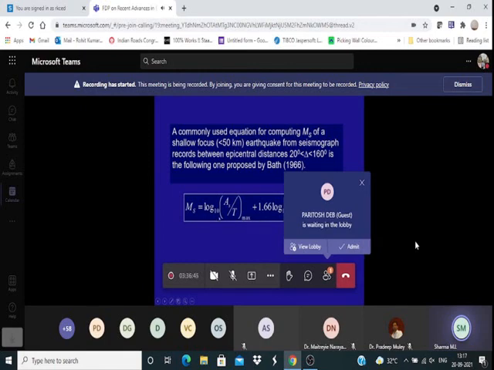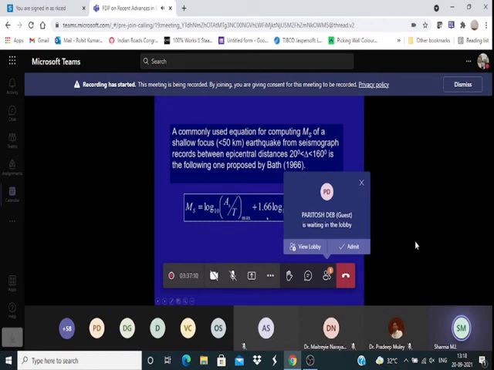Log of 10 AS by T, where AS is the maximum amplitude in millimeters, and T is the time period of that wave for which you have taken the amplitude, and delta is the distance in degrees basically. So you can find the magnitude.